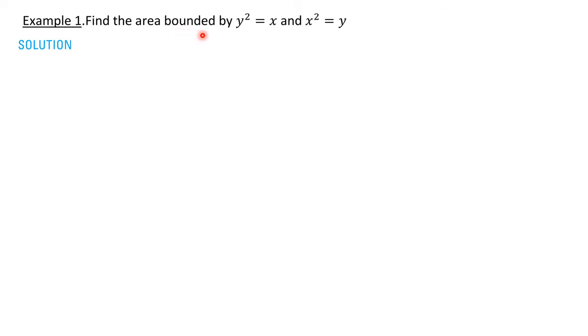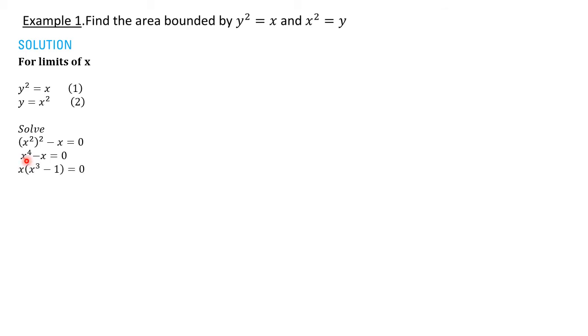Find the area bounded by y square is equal to x and x square is equal to y. So for limits of x, we assume y square is equal to x is first equation, y is equal to x square is second. So we will solve these equations. We put y is equal to x square in first, we'll get x square minus x is equal to 0. Simplify it, x power 4 minus x is equal to 0.